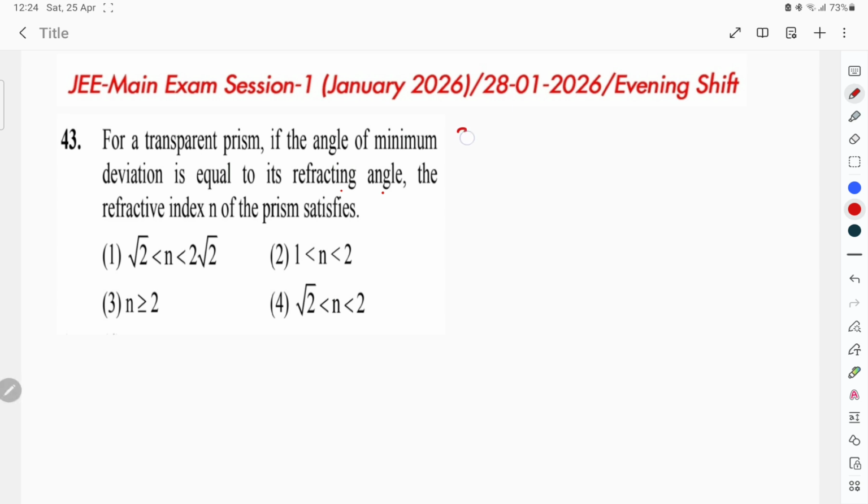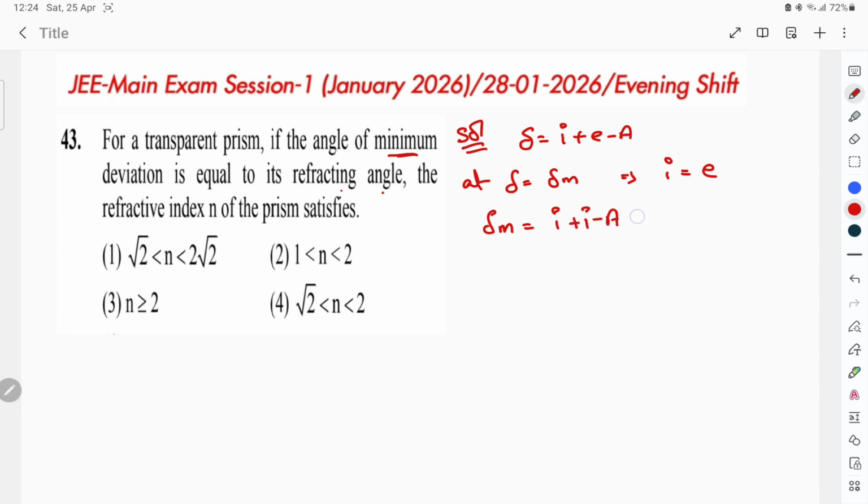So here we will see, we know that under minimum deviation condition, generally we know delta is equal to i plus e minus A. At delta equal to delta minimum, we know the angle of incidence is equal to the angle of emergence. So we can write delta m as i plus i minus A, so you will write 2i minus A.